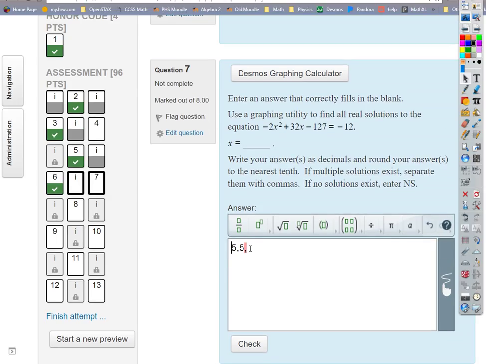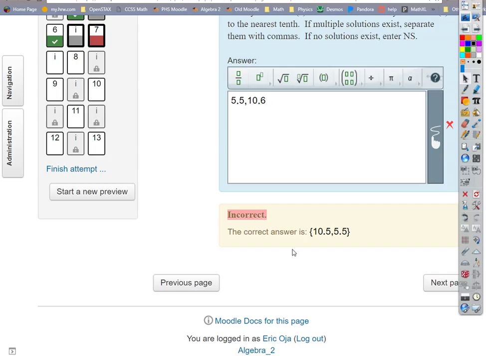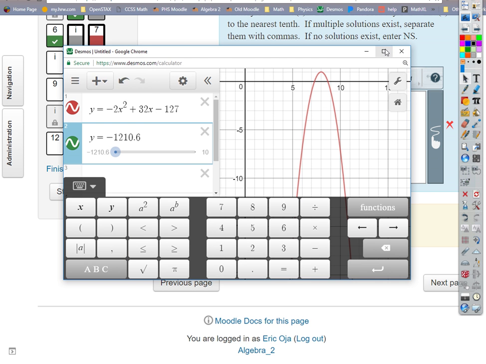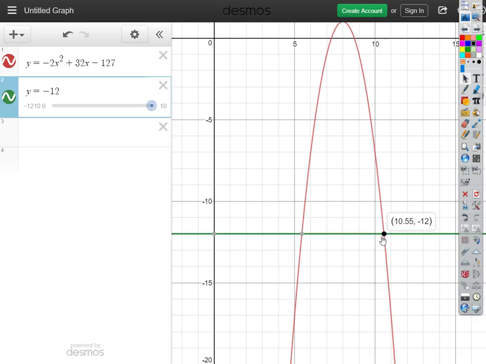Yeah, see, look what it says, 10.5 and 5.5. So what do we do then? Nothing. You just flag it and I'll give you credit for it if that happens. So it said 10.5.